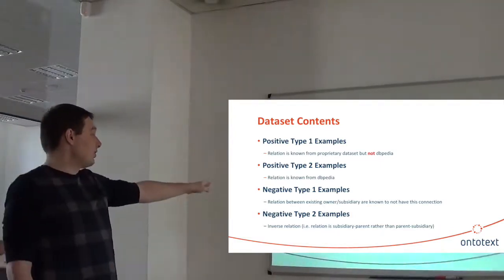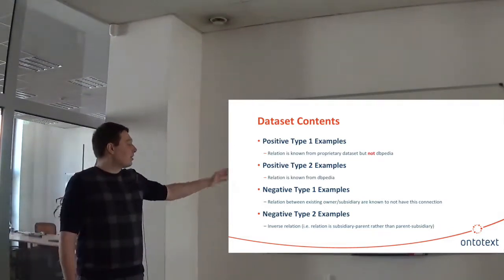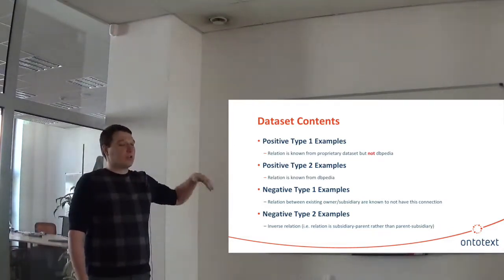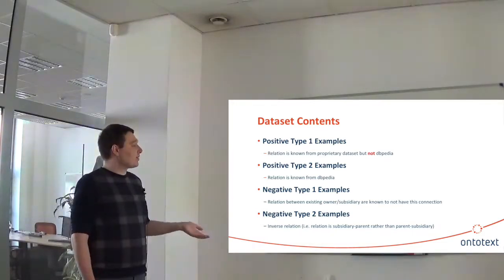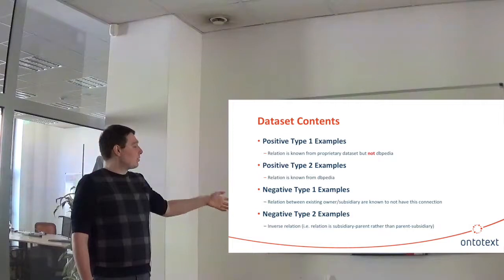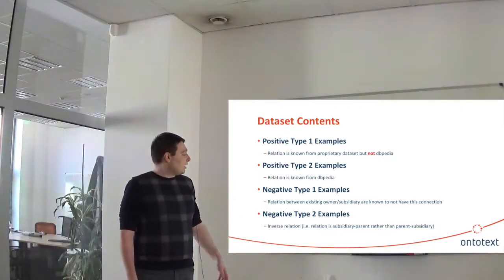The second type of positive examples are perhaps the better well-known ones, but they're ones that are subsidiary relationships available in public data like Wikipedia, and these are stated explicitly. And then we have two types of negative examples.